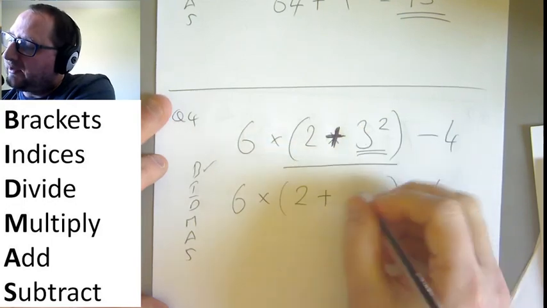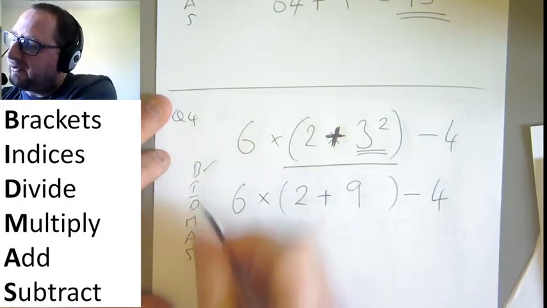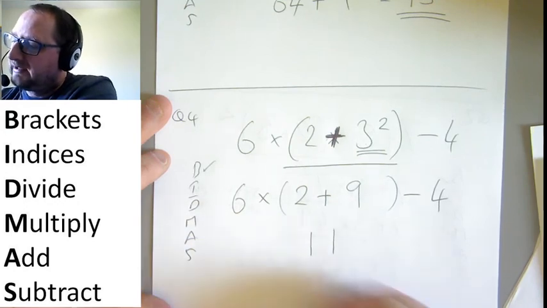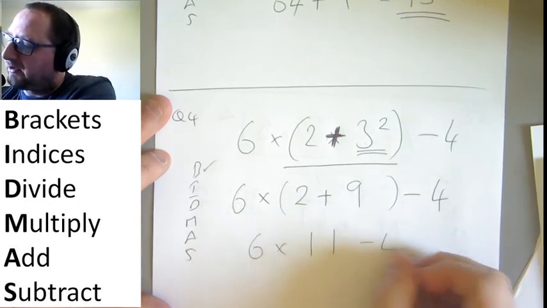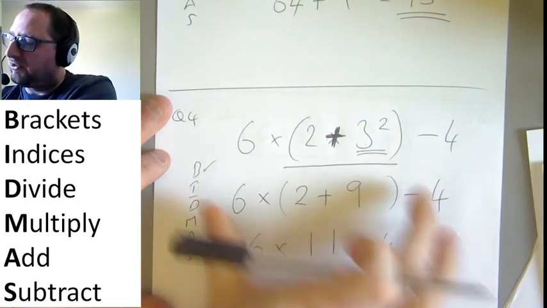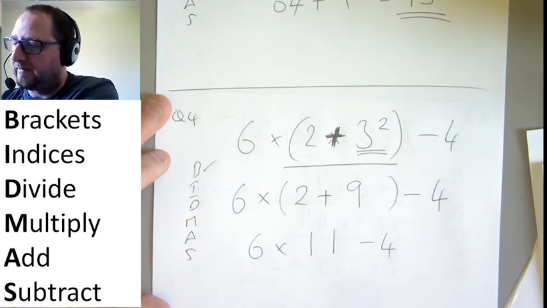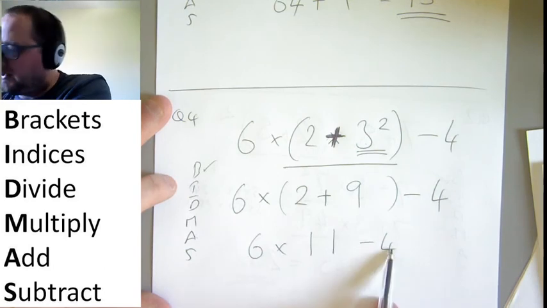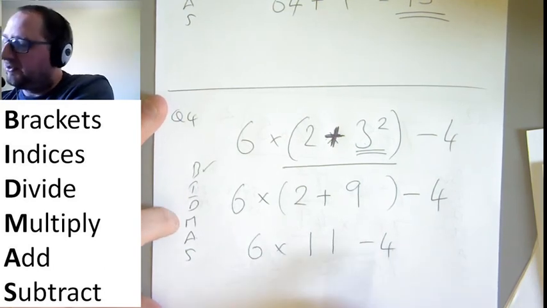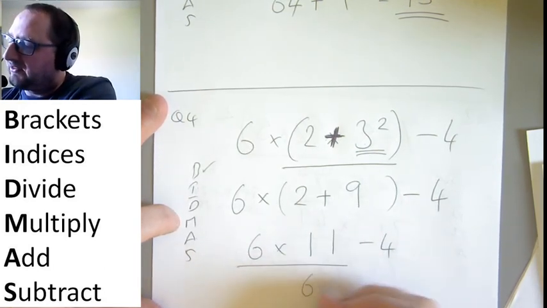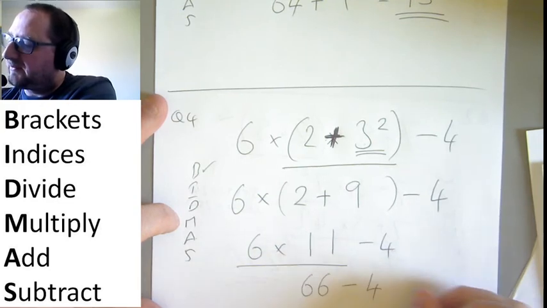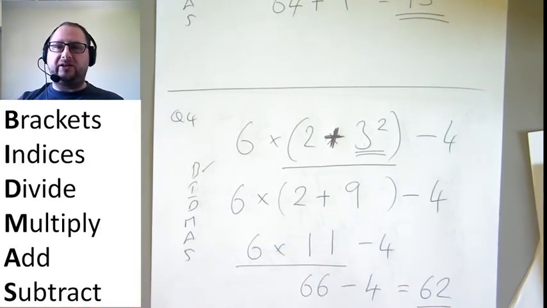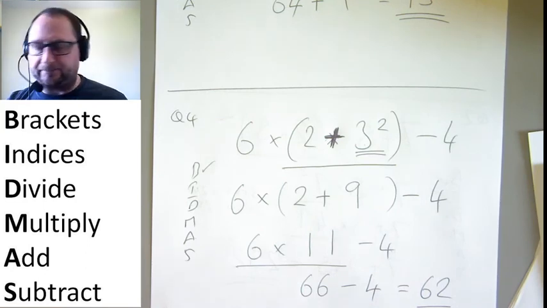So 3 squared gets 9. So then we do the addition inside the bracket, which generates 11. I copy down, of course, the other 2 functions outside the bracket, which are still waiting to be performed. I'm now working down BIDMAS again. There are no brackets, there are no indices, there are no divisions, but there is a multiplication there, generating 66. I then take off 4 to generate 62. Quite a tricky question, that one. I hope you got it right.